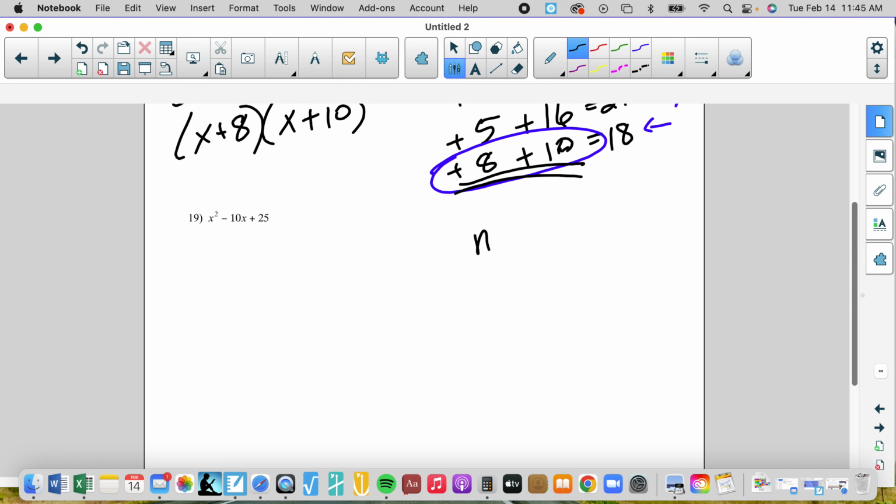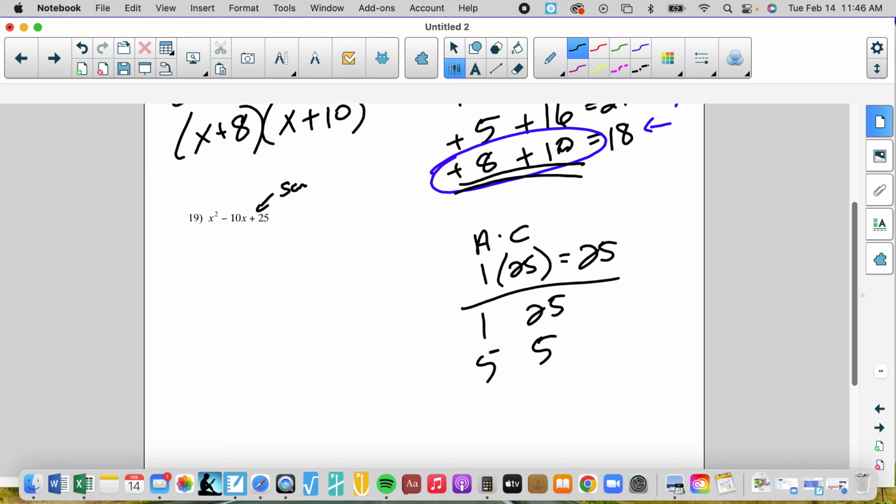A times c. We have 1 times 25 equals 25. Factors of 25 are 1 and 25. 2 no, 3 no, 4 no, 5 and 5. Signs are the same, but this time both are negative. So negative, negative, negative, negative. This gives me negative 26. This gives me negative 10.